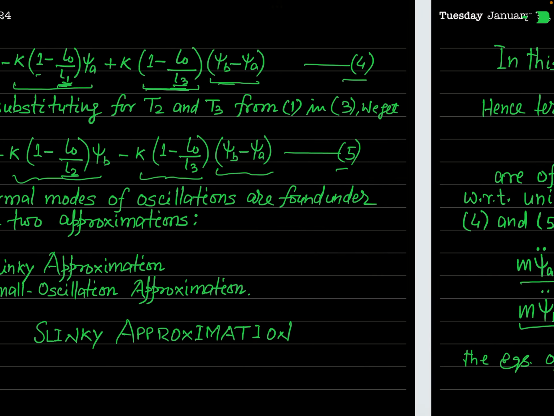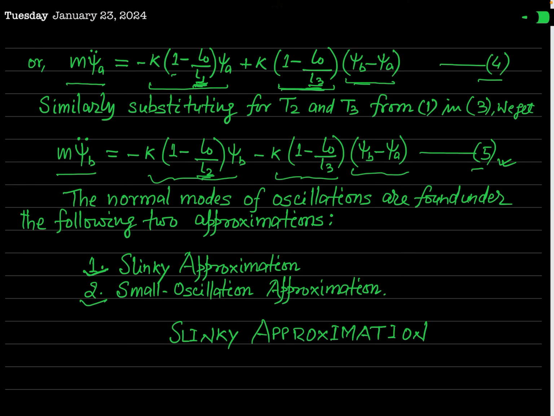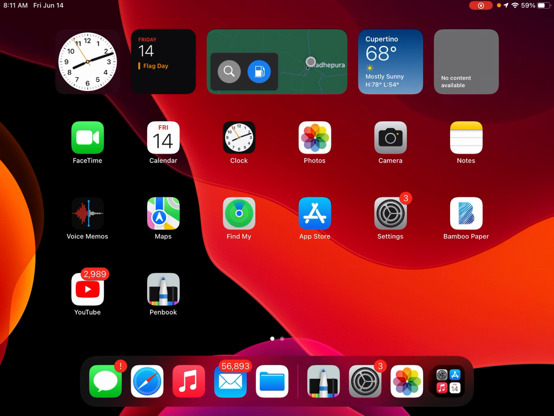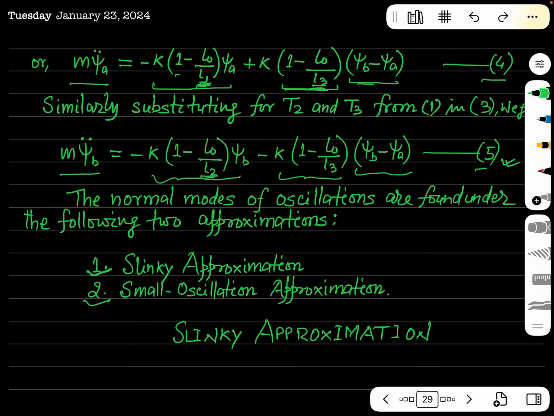These are our original equations of motion which we defined in equations 4 and 5. If you now write these equations in the small oscillation approximation, what you have to do is that L1, L2, L3, all these will be replaced by L. So replacing these by L, you can see our equations of motion will become like this.